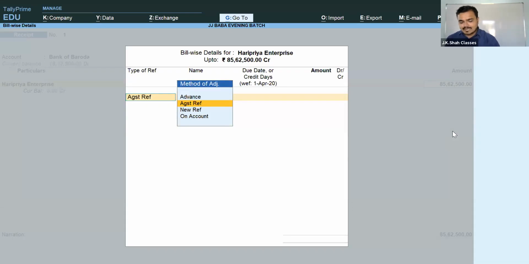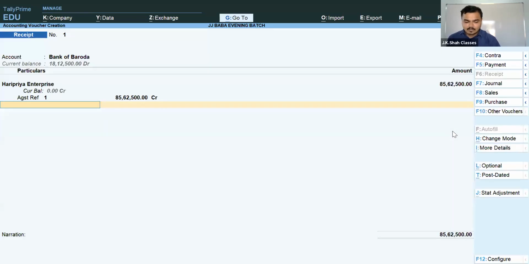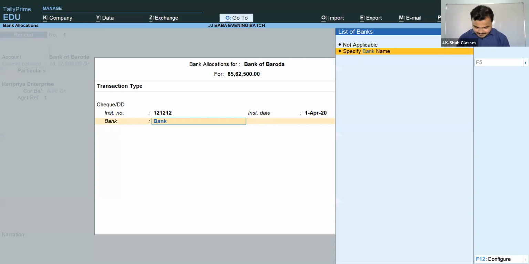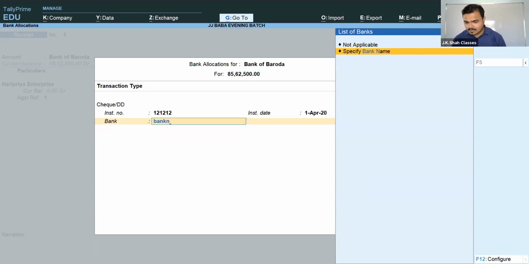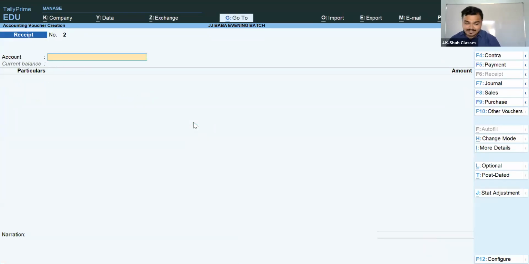Okay. See this. Again, it asked me against reference. This bill was debit. I said yes, I am receiving the payment for this bill only. Agree? If I received the check, then I will make the entry. Instrument number 121212. 1st April. Bank name I want to write down. Bank of India. See this, it is specifying the bank name. I need to specify the bank name. Okay, forget it. Not applicable right now because I need to create the account then.